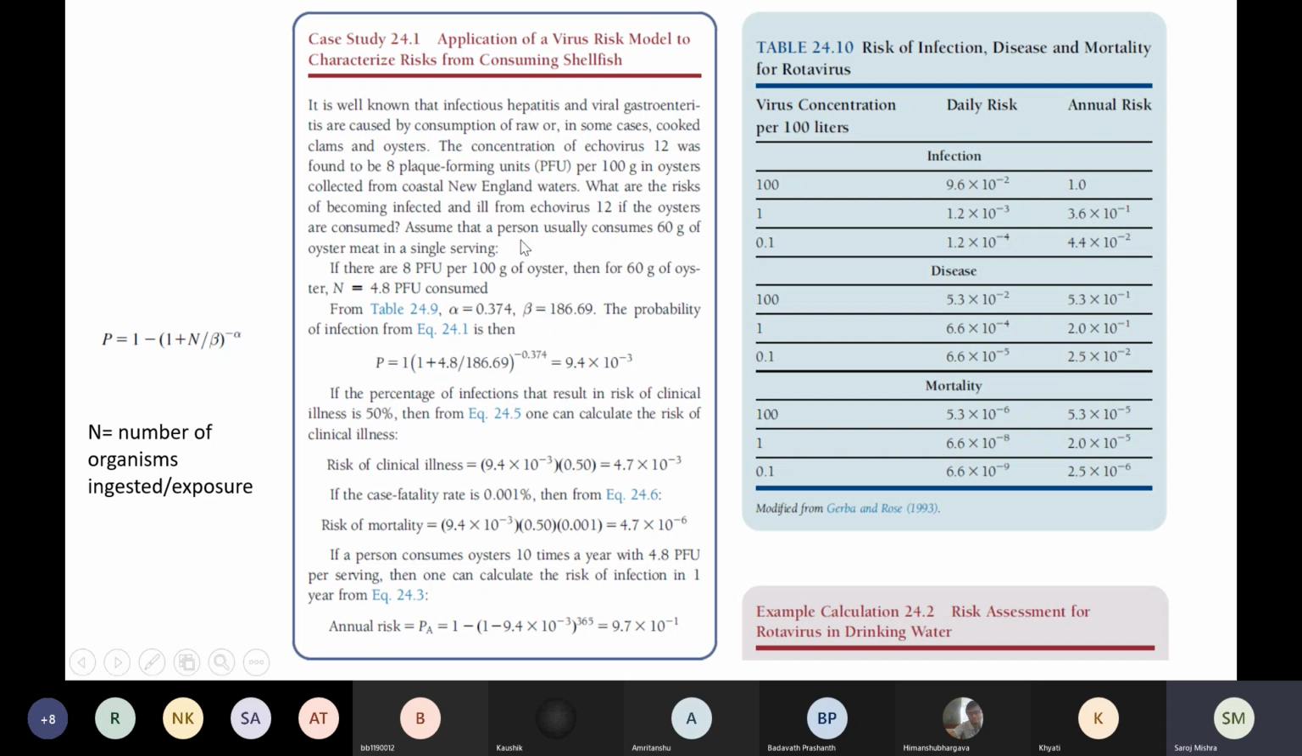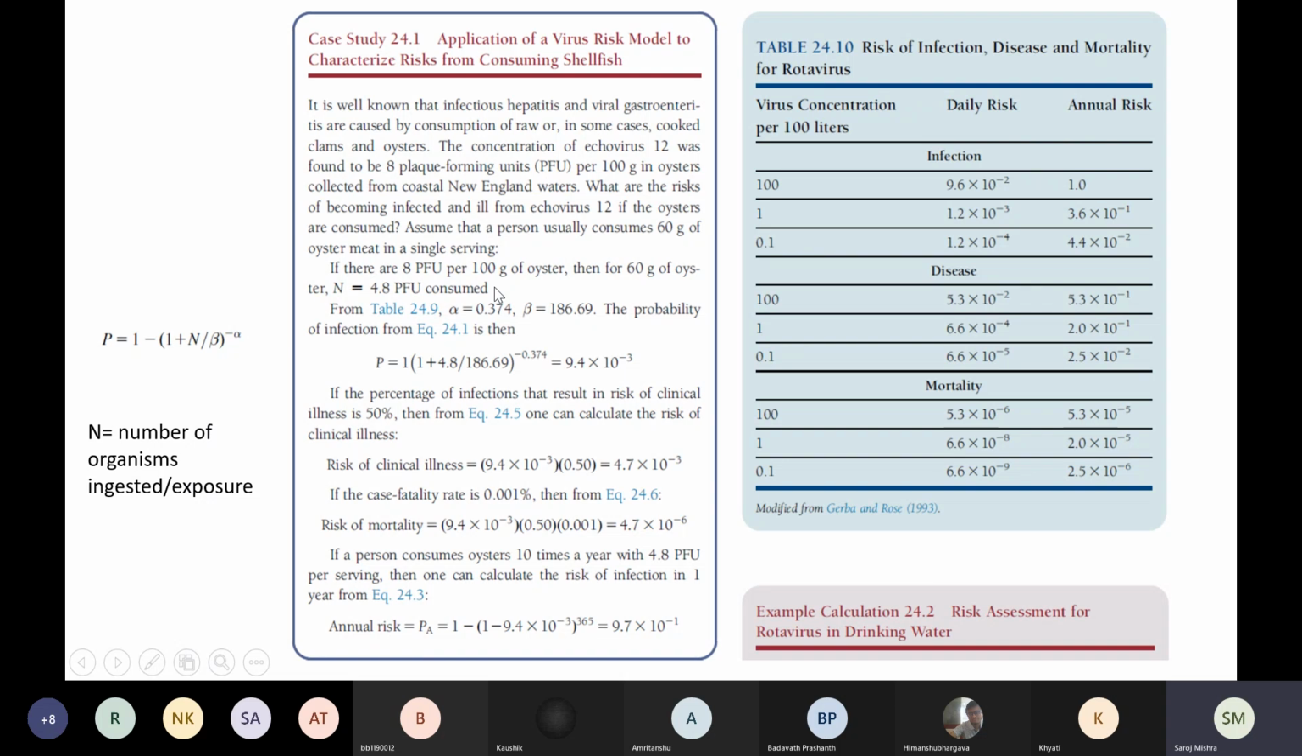So we are saying that if a person consumes 60 gram of oyster meat, and there are 8 plaque forming units present in 100 gram, then the exposure N is only 4.8 plaque forming units. Okay, very simple. In 100 gram you have 8, so in 60 gram you have only 4.8 plaque forming units.